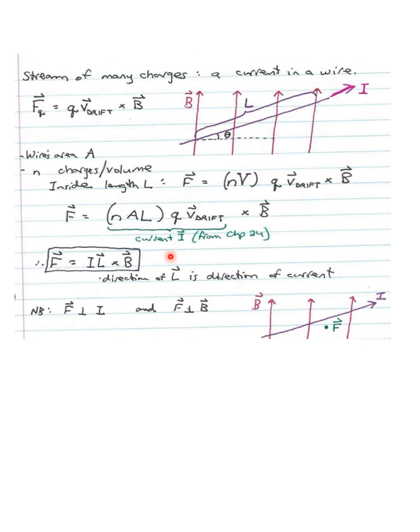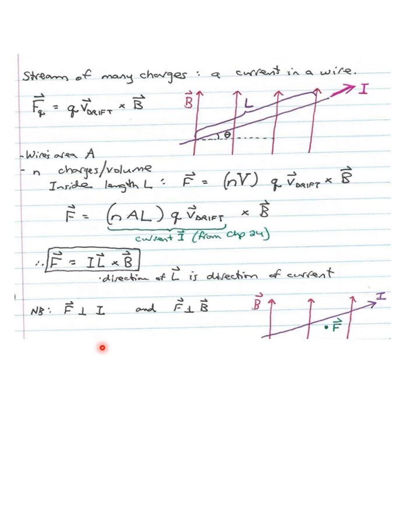So I want you to see the relationship between this equation that we had in a previous section, that the force on a charge is QV cross B, and now the force on a current is going to be IL cross B. Notice, just as when we were talking about a single charge, that the force is perpendicular to the current, and it's also perpendicular to the magnetic field. Just as we learned in a previous section, the force is perpendicular to the velocity.